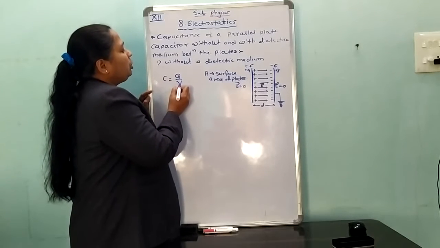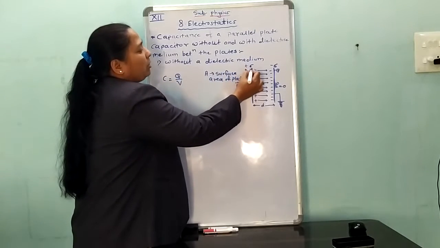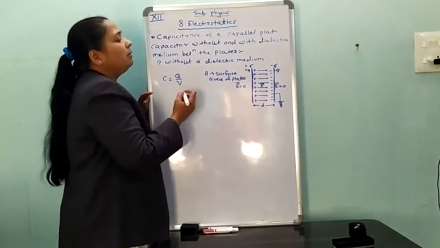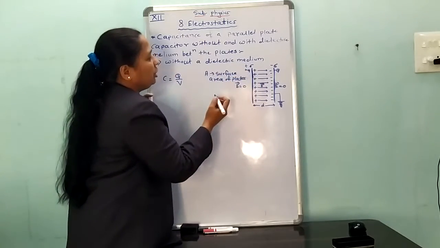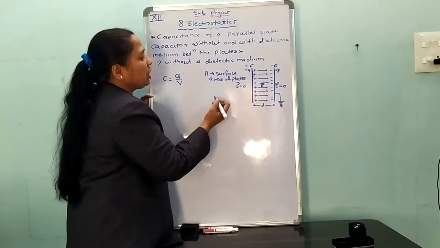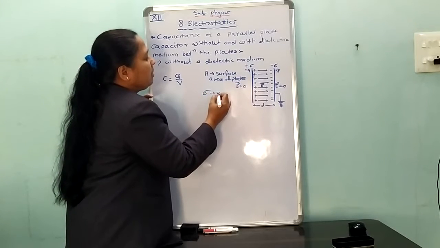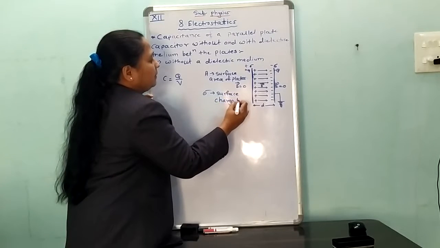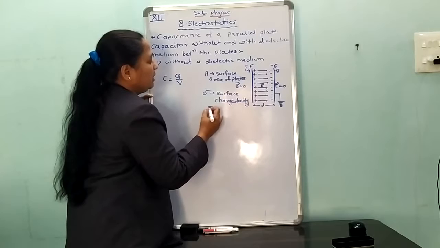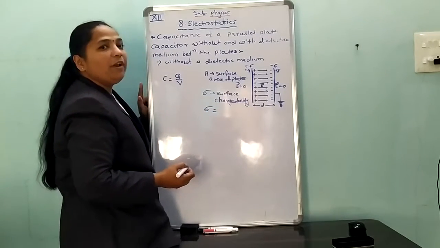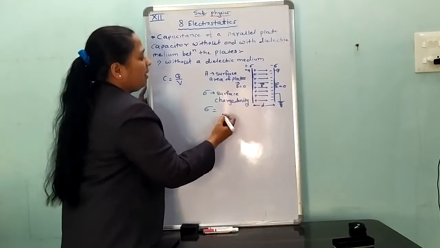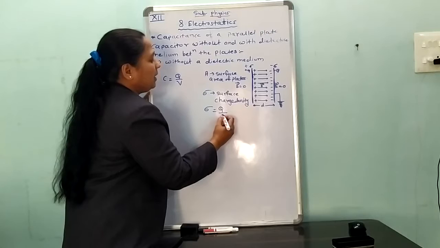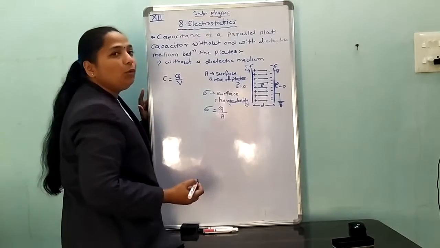Q is the charge accumulated on plates A and B, and each plate has a surface charge density sigma. Sigma is the surface charge density, the total charge accumulated per surface area. Means Q, the total charge, upon A, the total surface area. Therefore, sigma is equal to Q upon A.